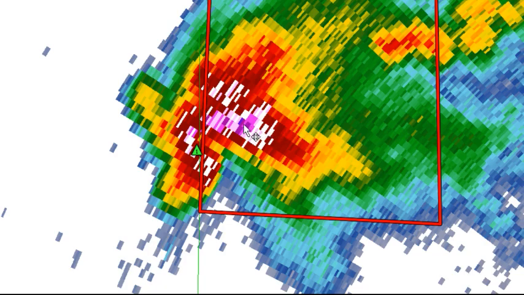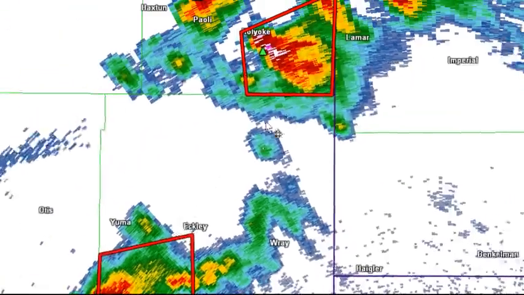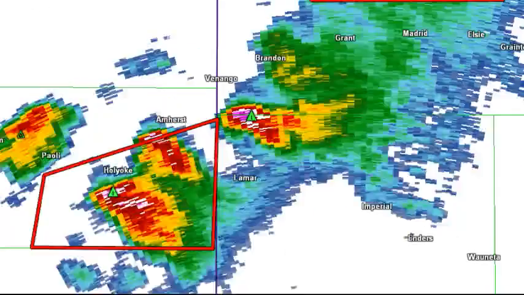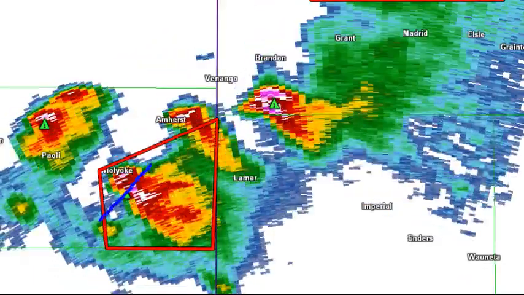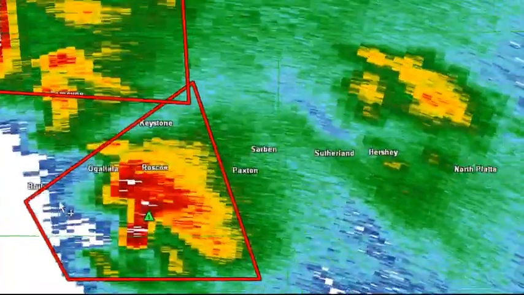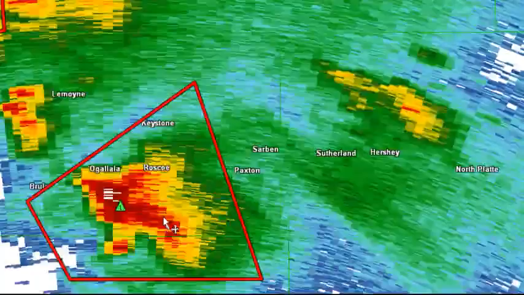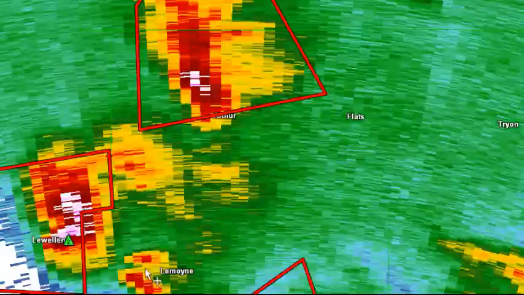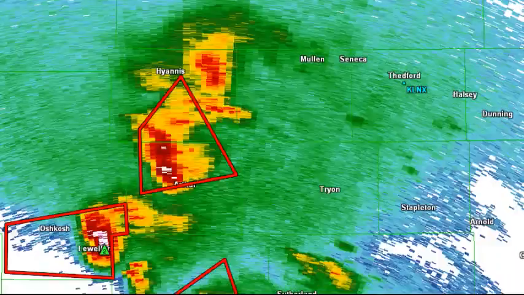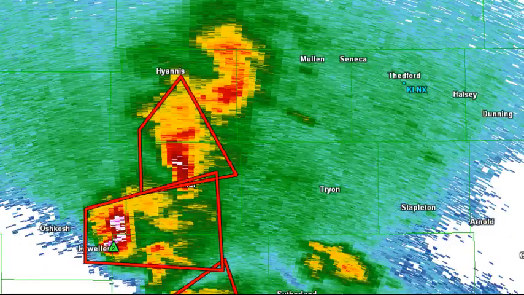Definitely see some very high reflectivities on that storm. The other cells look pretty similar. This has the appearance of maybe a left mover, and it appears that it is moving towards the northeast there. And then further up the line, we've got another strong storm and a couple of others further up into Nebraska. So we'll come back and look at those in a bit here.